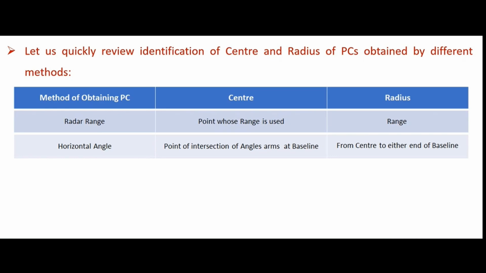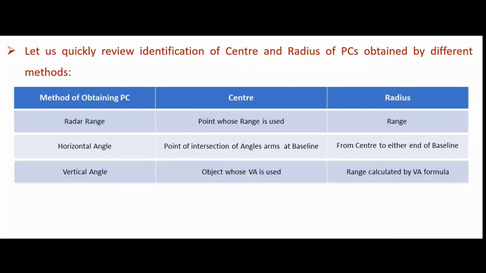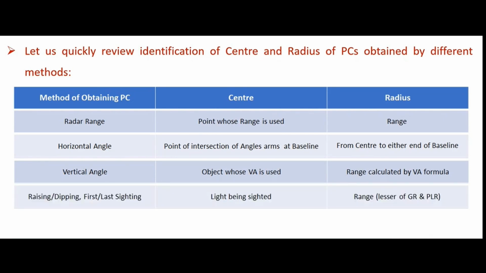In case we have used the concept of horizontal angles, then the point of intersection of the angle arms drawn at the baseline becomes the center of the circle, and the distance from the center so obtained to either end of the baseline gives you the radius of the circle. Vertical angle: the object whose vertical angle has been measured is the center, and the range calculated by the vertical angle formula that we learned under the position circles is the radius.